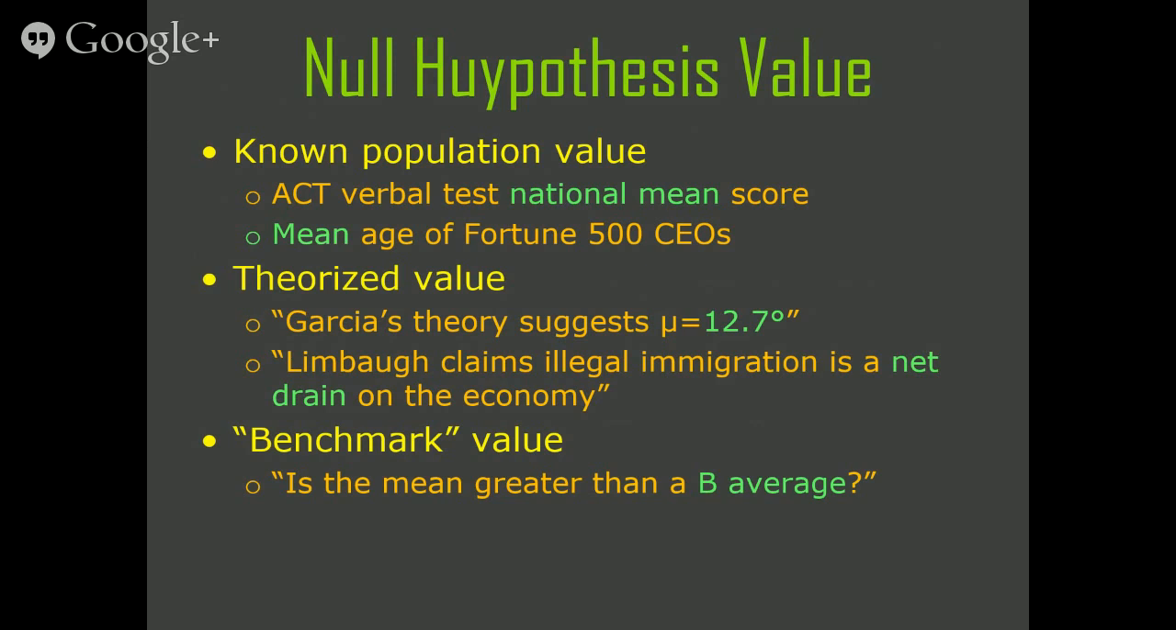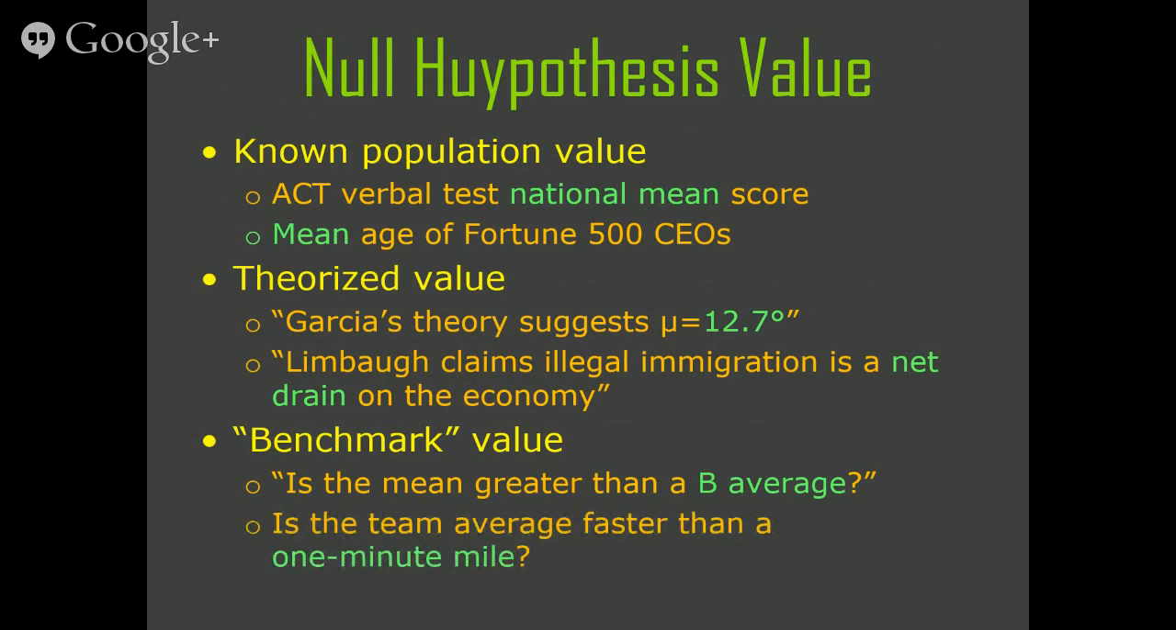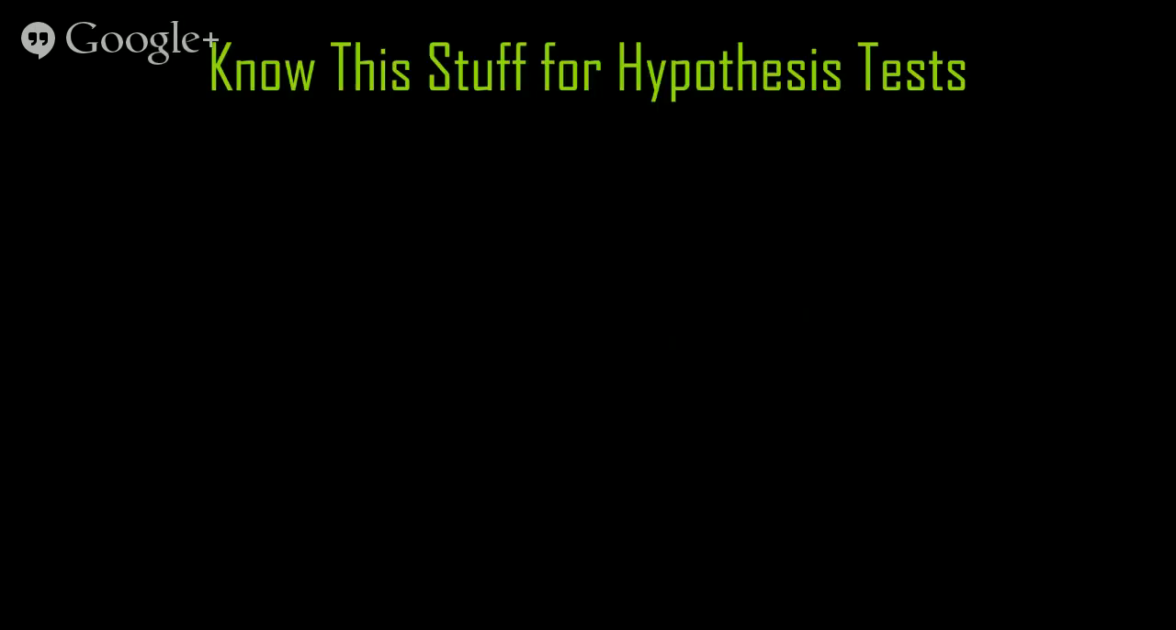So maybe a GPA of 3.0 could be our null hypothesis mean value. We could look at some people on a track team. And the 1 minute mile was a big benchmark in the history of running, well, the modern history of running. So we could say, does this track team perform on average faster than a 1 minute mile? So those are some examples.